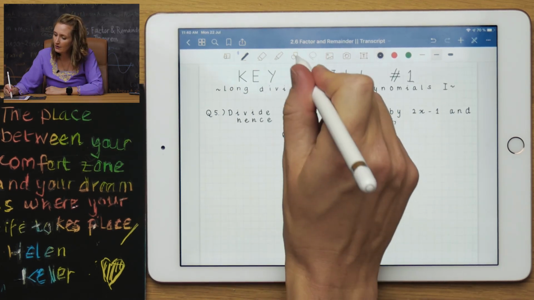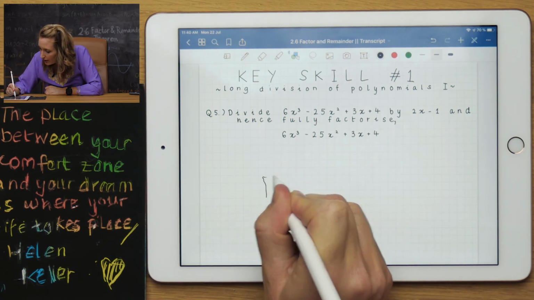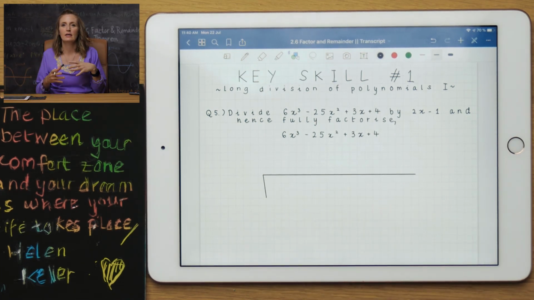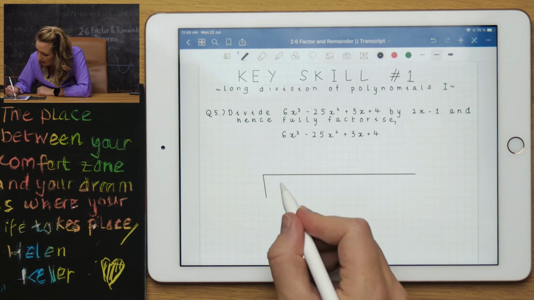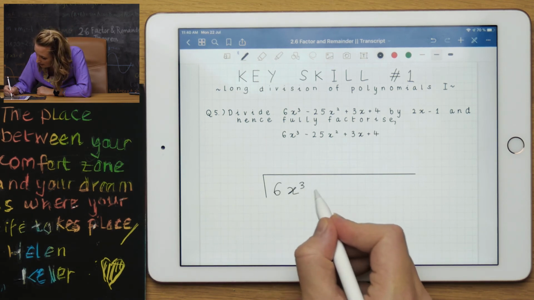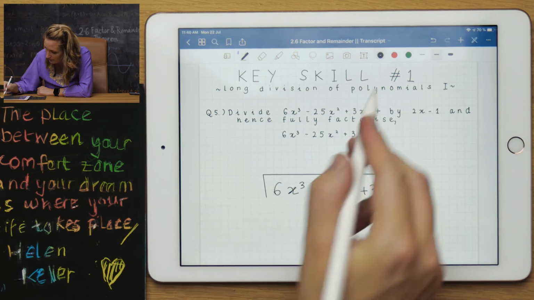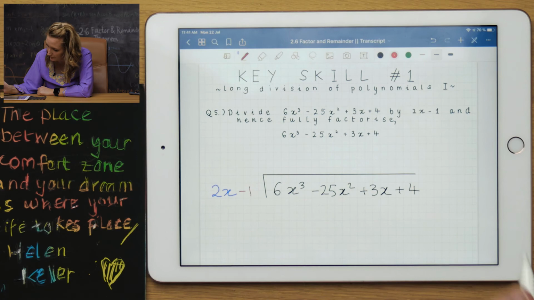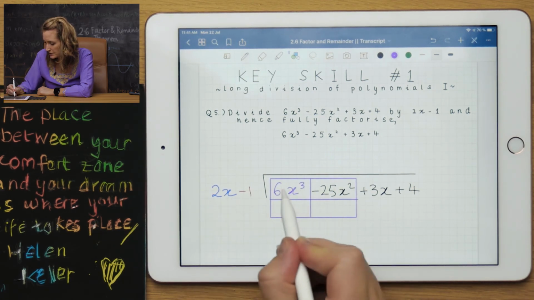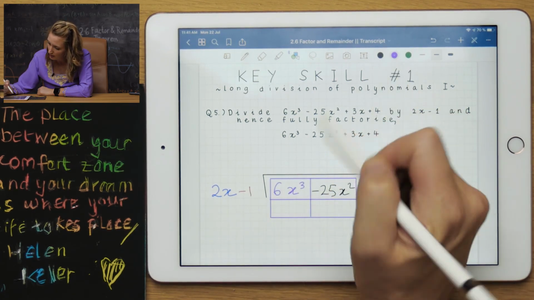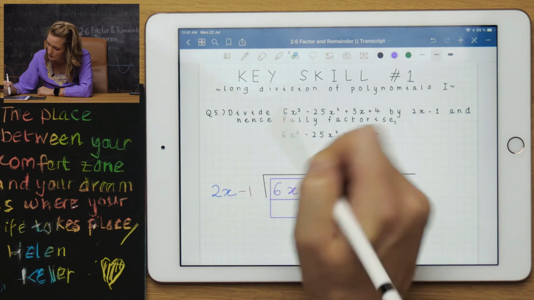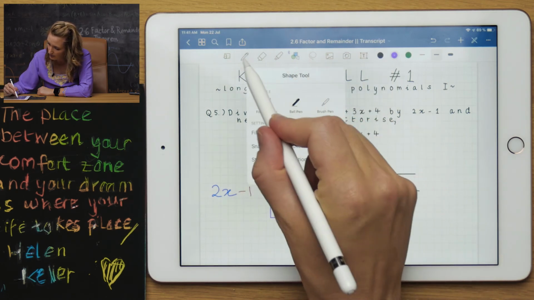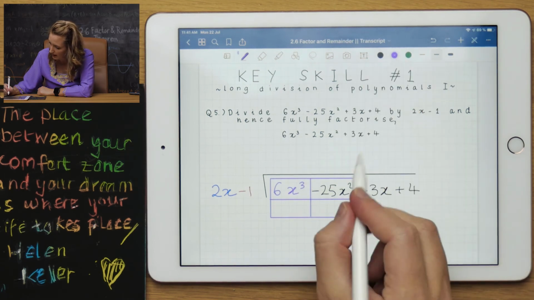Last one in this key skill, another cubic. I hope by now that you're getting the pattern of the blocks and what needs to go in which blocks, because really once you've got that, everything else is pretty easy. Now we're going to be dividing by 2x minus 1. 2 in the divisor, so the blocks go along 2. 6x cubed divided by 2x is going to be 3x squared.